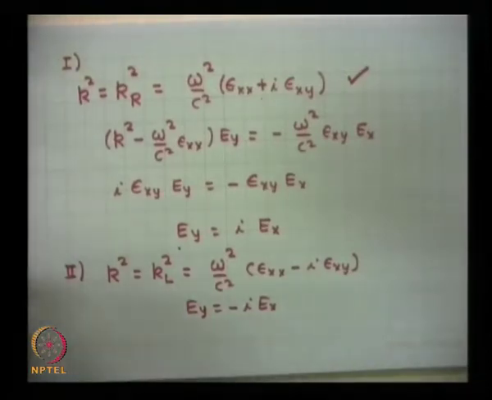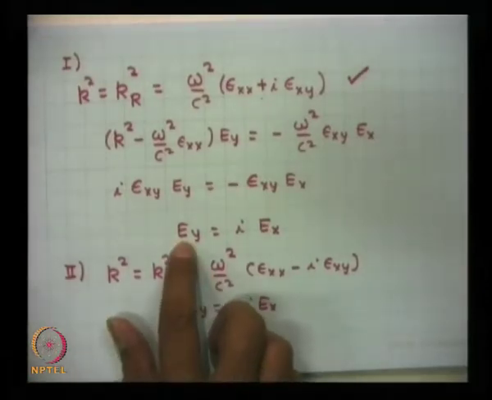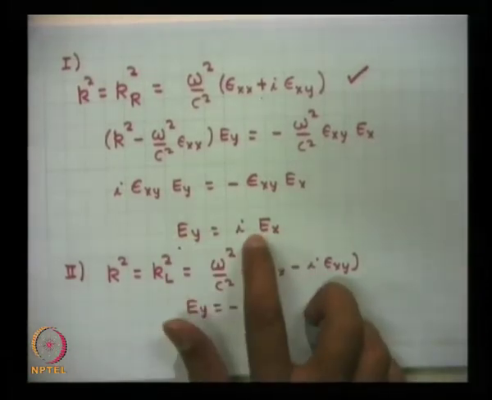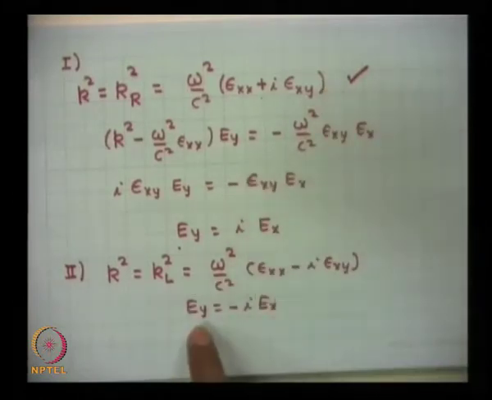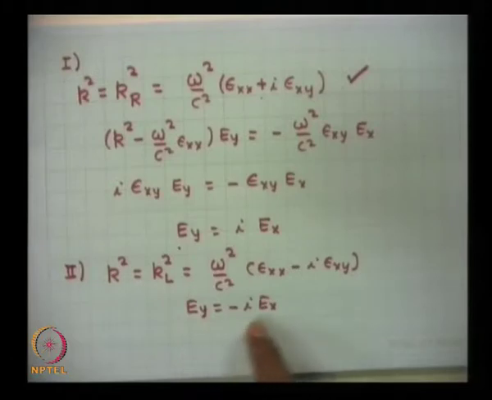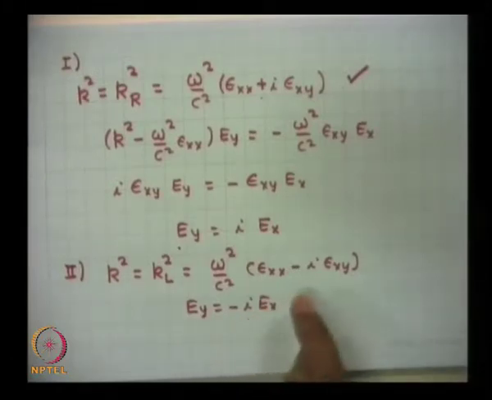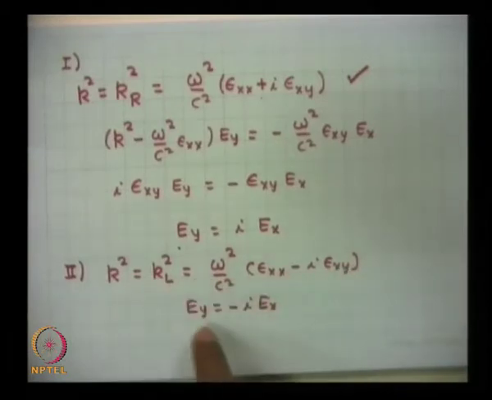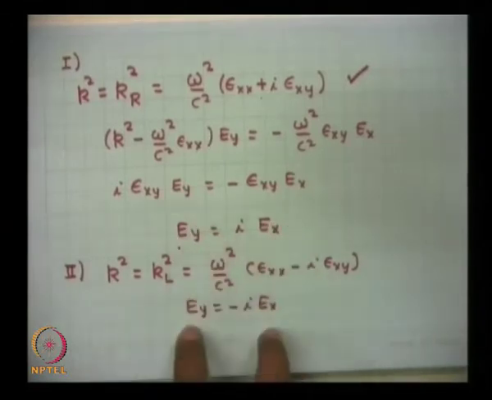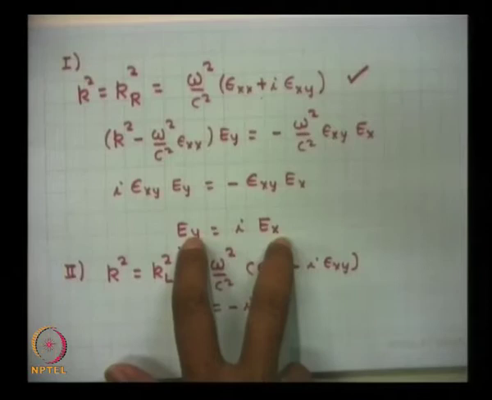A wave with electric field Ey leading Ex by pi by 2, the k value is different, and for a wave in which Ey is behind Ex by pi by 2, in that case the k value is different. Let's understand the implication of this relation.